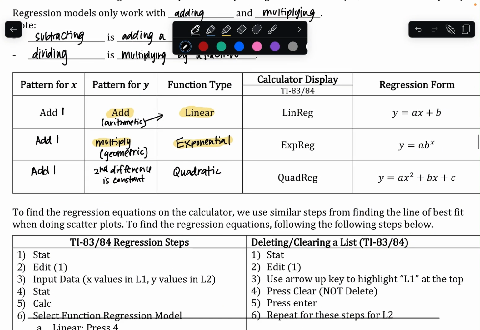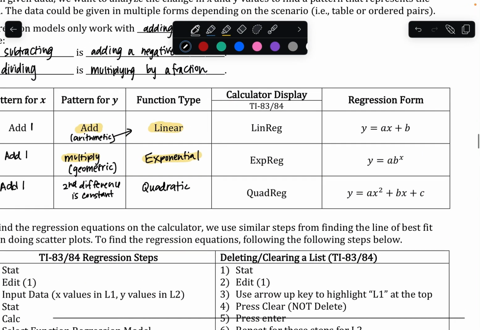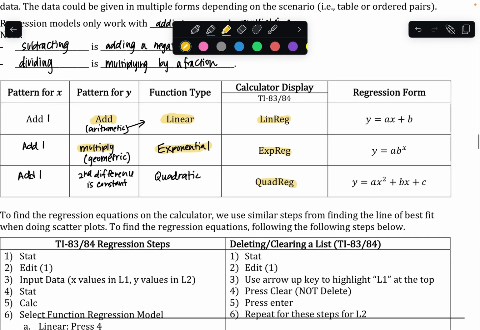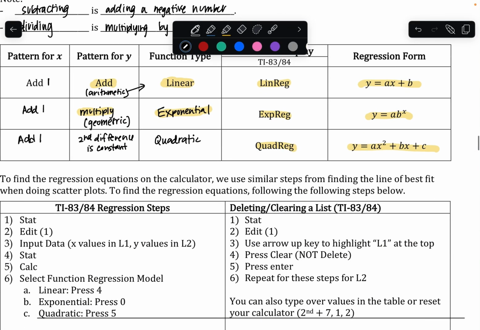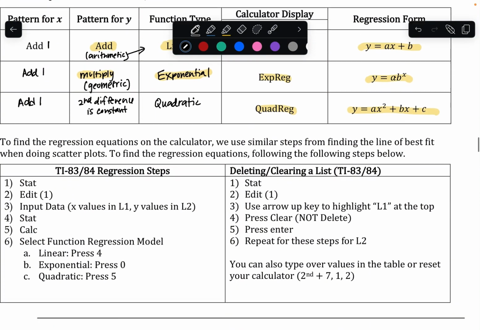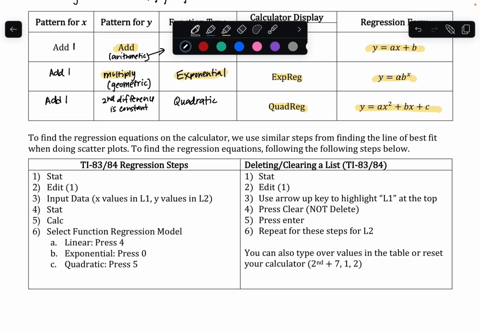Okay, and so you can use a TI-84 or TI-83 using linreg, xreg, or quadreg, but Desmos is actually a way easier to do that to get all of these equations. Okay, so if you are dealing with a linear, you want ax plus b or mx plus b. If you are dealing with exponential, you want a times b to the x. And if you're dealing with a quadratic, you want ax squared plus bx plus c.